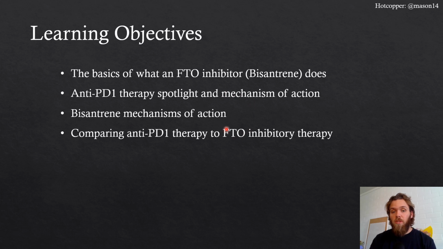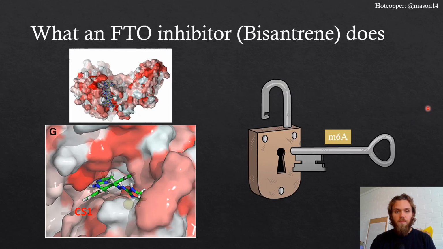We're going to explore Bisantrene's mechanisms of action. Now, they're not going to be all of them, but it will be some, and I will look at comparing anti-PD1 and FTO and seeing how they synergize, how they are actually working together. This comparison is one of the reasons why I'm so excited about the future of Race Oncology and getting stuck into these trials.